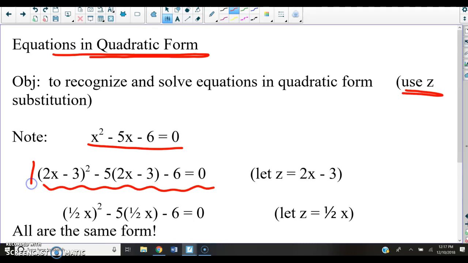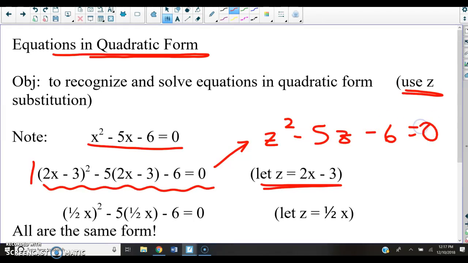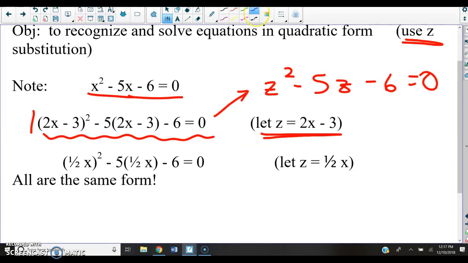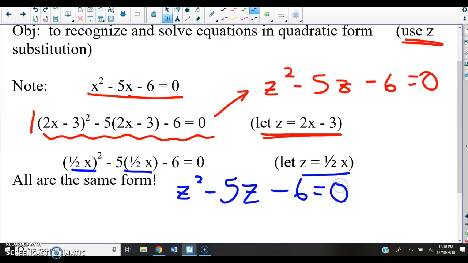Notice if we put the coefficient here, it looks almost the same. And it would if we let z equal 2x minus 3, then this would become z squared minus 5z minus 6 equals 0. Exactly the same as this original. And the one on the bottom looks about the same, but now we're going to replace 1/2 x with z. So this is going to also be z squared minus 5z minus 6 equals 0. So they're all quadratic form problems.